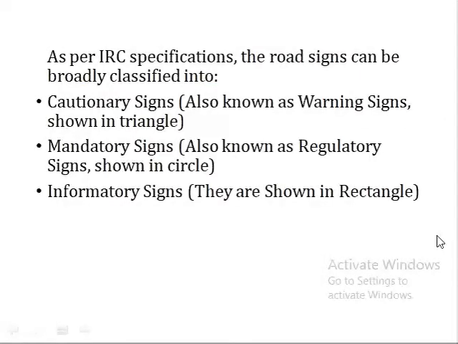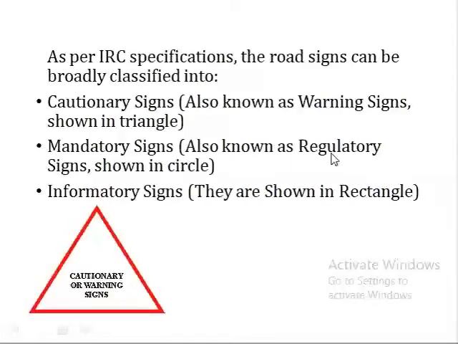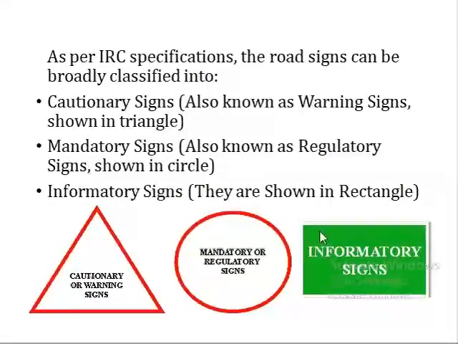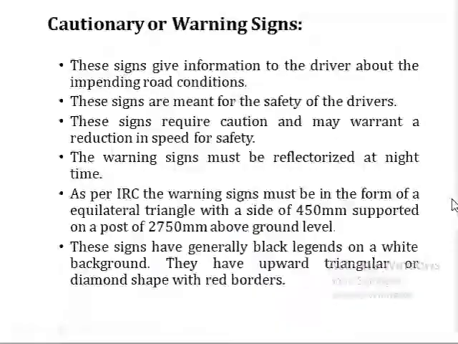As per IRC specifications, traffic signs are divided into three parts. First one are known as cautionary signs, which are also known as warning signs. Warning signs are majorly shown in triangle. Second are known as mandatory signs, which are also known as regulatory signs. They are shown in circle. And third are informatory signs, which are shown in rectangle. You can see here cautionary signs are shown in triangle, mandatory and regulatory in circle, and informatory signs are shown in rectangle. We'll study in detail about all the three signs.